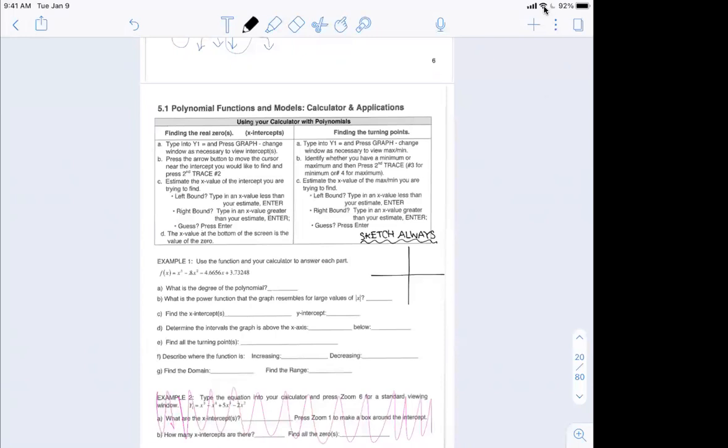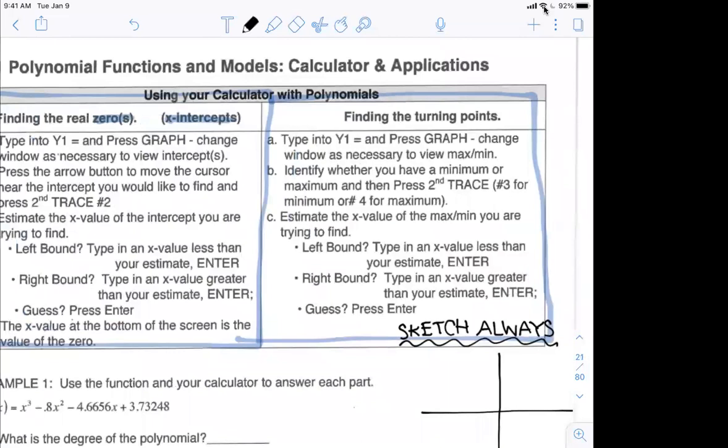The first 2 boxes here, I have already explained to you in notes. We've already talked about how to find an x-intercept, which is the same thing as finding zeros. It goes through everything: pressing second trace and number 2, left bound, right bound, guess. For turning points, it goes through how to find them, same thing. You go into that second trace, left bound, right bound. Remember, turning points are just maxes and mins.